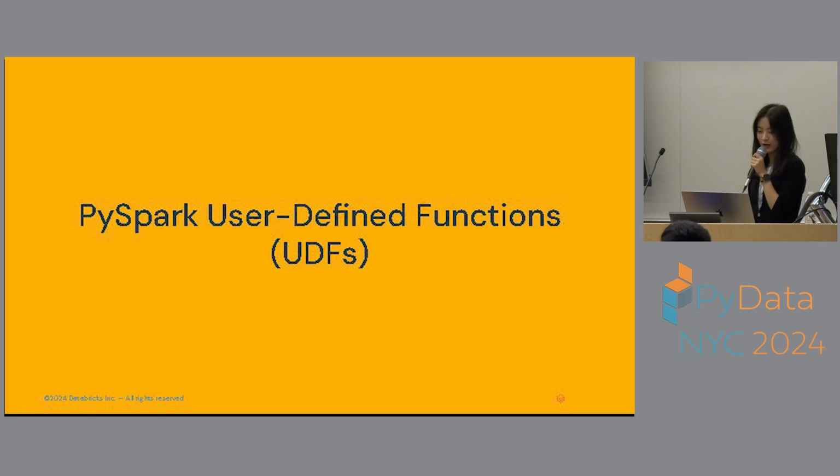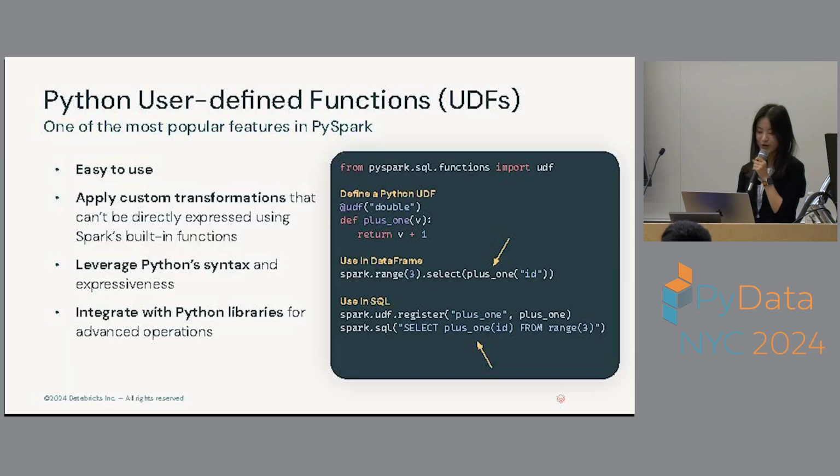Okay, so now let's talk about PySpark user-defined functions. Python user-defined functions, or UDFs, are one of the most popular features in PySpark because they're super easy to use. It's very similar to defining a regular Python function, and all you need to do is decorate this Python function with this UDF decorator and give it a return type. And then you can use it by incorporating it into any of your Spark pipelines or logic.